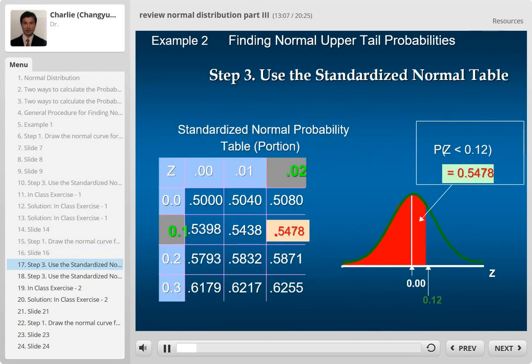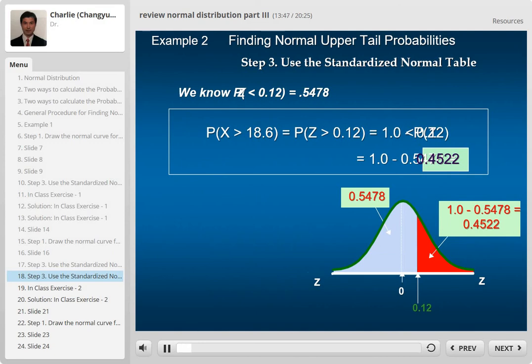Now, here's step 3. We use the standardized normal distribution table to find the probability of z smaller than 0.12 first. As we've done, 0.1 is here, 0.02 is here in the standardized normal distribution table. The value is 0.5478. And that is the size of this highlighted area. That is the probability of z smaller than 0.12, which is the value here.